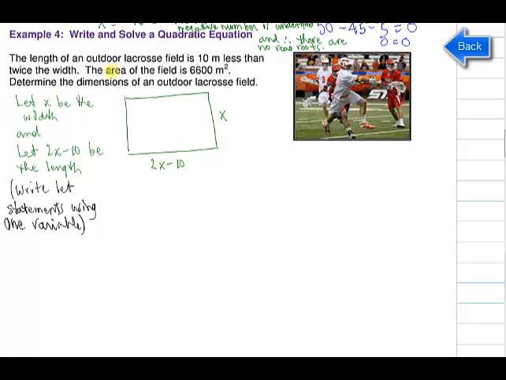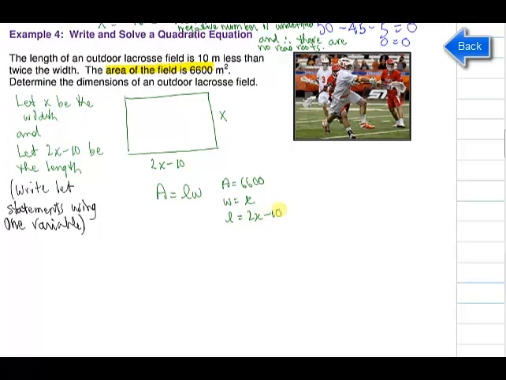The other part of the question that's important and important information that they give us is that the area of the lacrosse field is 6,600 meters squared. Because they've given us area, that's a pretty good indicator on how we're going to solve for x. I have a length, I have a width, I know the area. I'm going to use the area formula for a rectangle. Okay, so area is length times width.